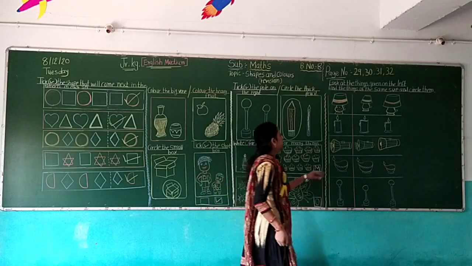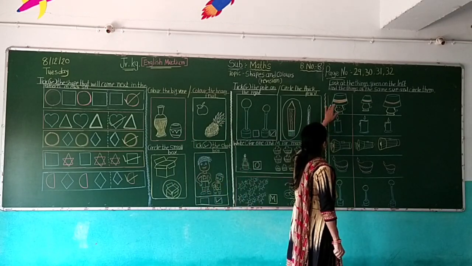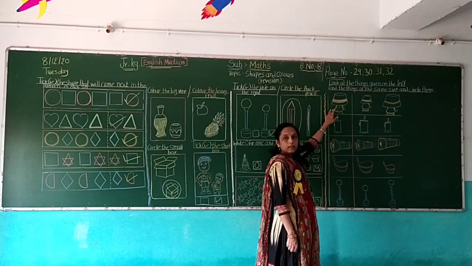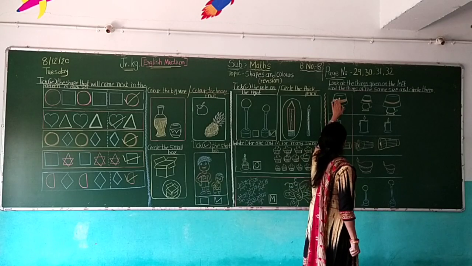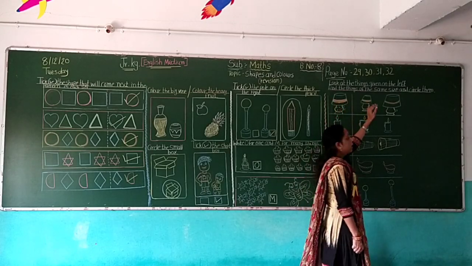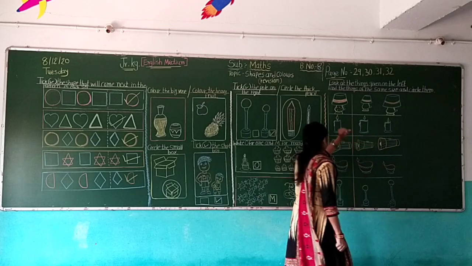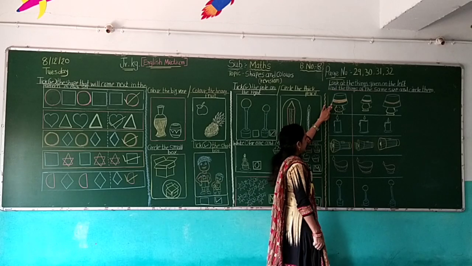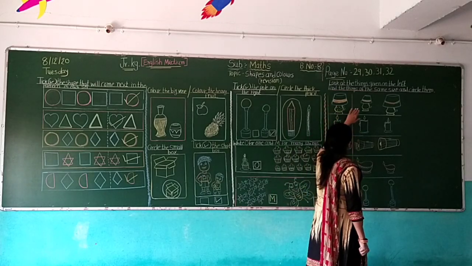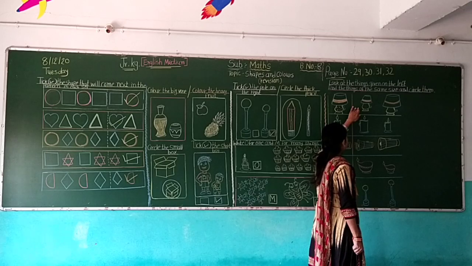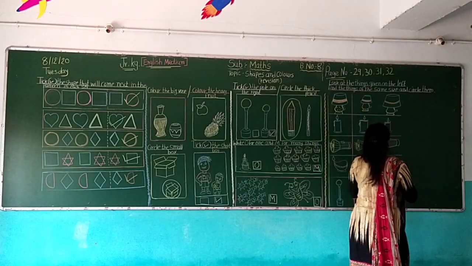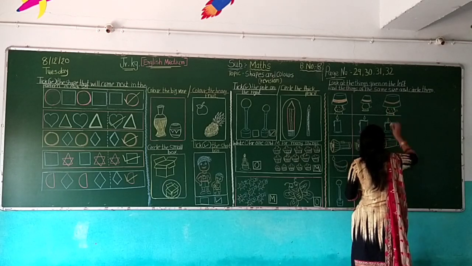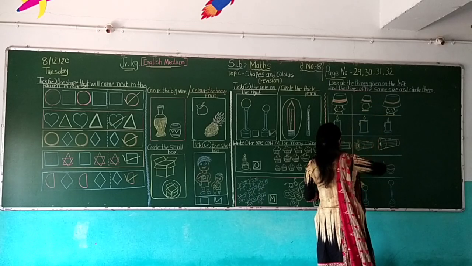So student, look here. Our next exercise is look at the things given on the left. Look at these things carefully. And here find the things of the same size and circle them. Look here. Here I drew a night lamp. So which night lamp is the same? This? No, this night lamp is small. This? Yes. Same size. Okay. So here we circle.